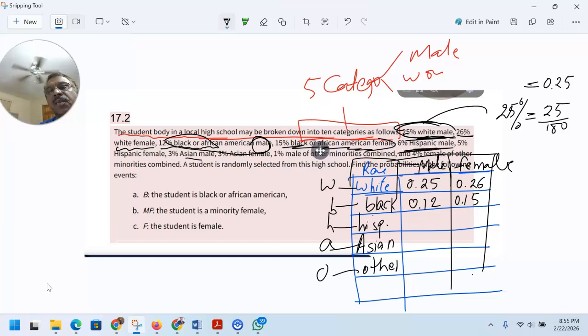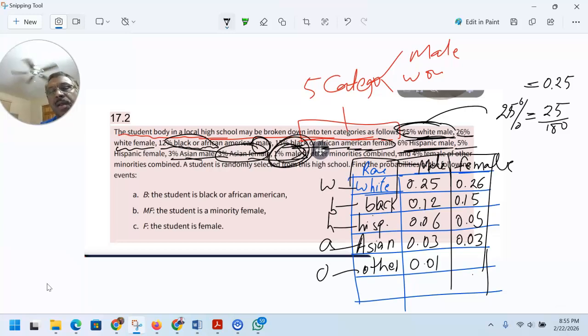6% is Hispanic male, 0.06, and 5% is Hispanic female. 3% Asian, that means 0.03 male, and I think both are 3%, so male and female are equal. And others is 1% male, 0.01, and 4% female, 0.04. So this is how you organize it.